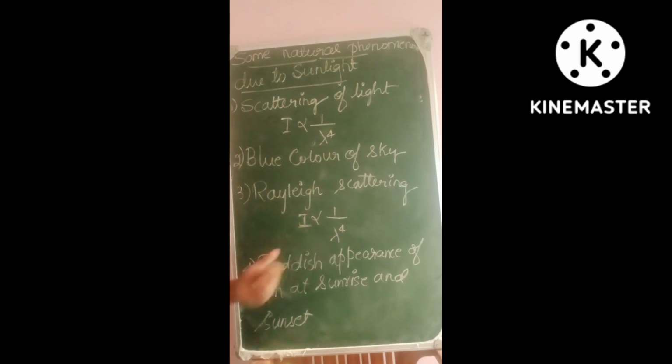You may get problems on this expression, or in CET you will be asked, as the intensity of the scattered light increases, what happens to the wavelength of the light, that is, how the wavelength varies with respect to intensity. Either it decreases, or increases, or remains constant, or is zero. These will be the four options given, and we have to choose one of these. This is all about the natural phenomena due to sunlight.